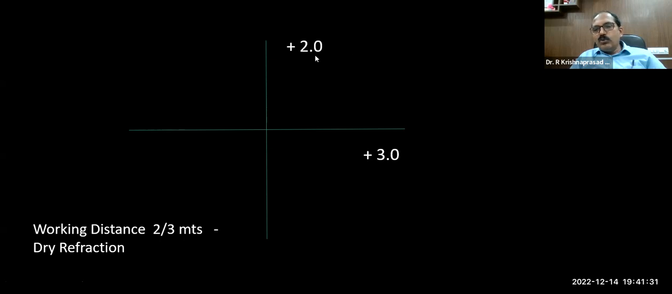So plus 2 minus 1.5, that becomes the sphere. It's very important, PGs, to understand that we don't have to subtract from both the meridians. One meridian you subtract, that becomes the sphere. And the difference between the two becomes the cylinder. Since it has to act at 180, we need to put the axis as 90. So as Dr. Ayushi said, it is plus 0.5 diopter sphere plus 1 diopter cylinder at 90 degrees.